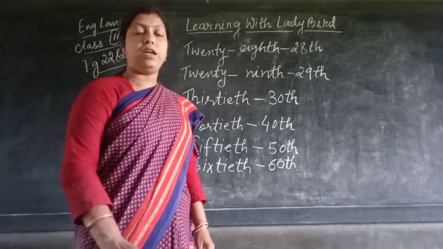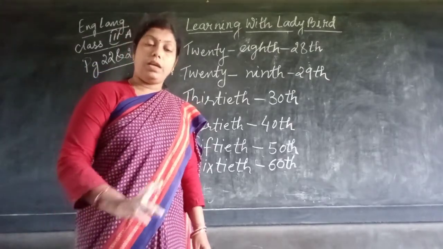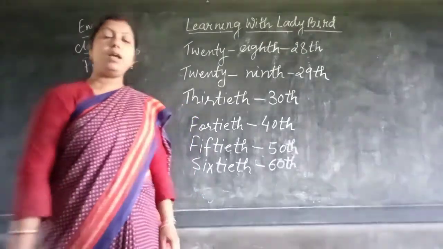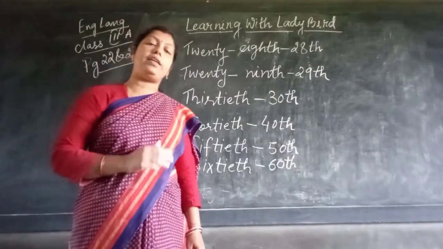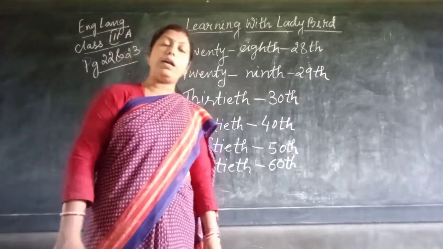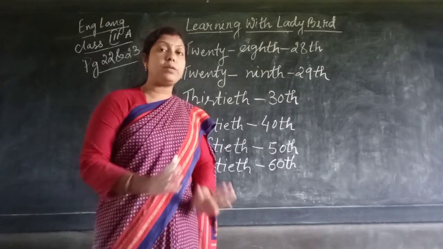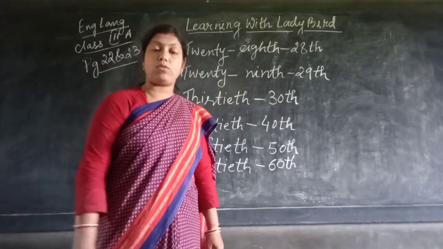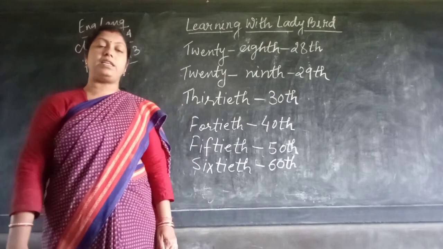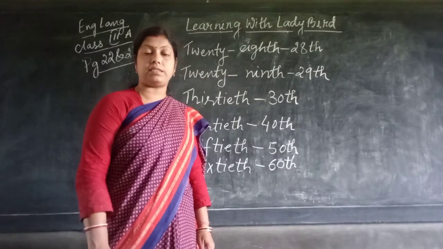Number 3, 12th: T-W-E-L-F-T-H, 12th. Number 4 is 32nd: thirty, 30, second, 32nd. Number 5 is 44th: forty, 40, fourth, 44th. Here the most important thing is the spelling. The spelling should be correct. Then 26th: twenty, 20, sixth, 26th. That is number 6.